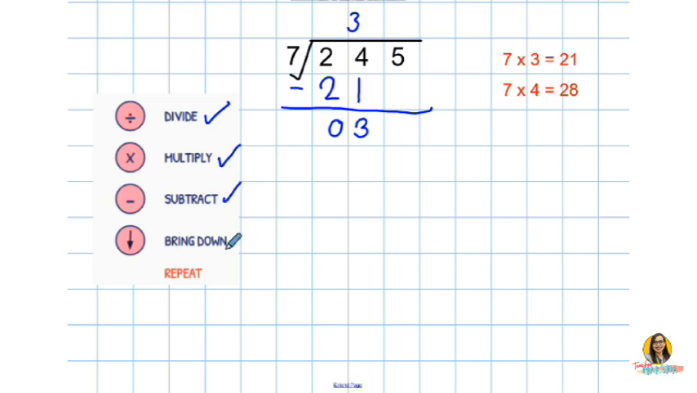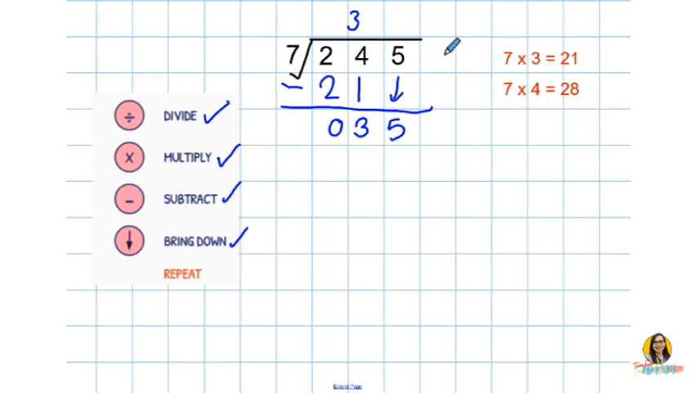And now the fourth step will be bring down. So we've got here the last remaining digit, which is 5. So we're going to go ahead and bring it down. So let's bring down 5 here. So now we've only got 35 left. So what we're going to do now is we're going to repeat.